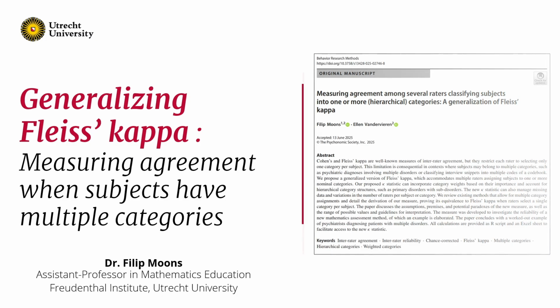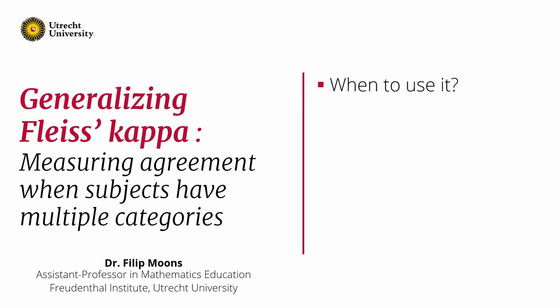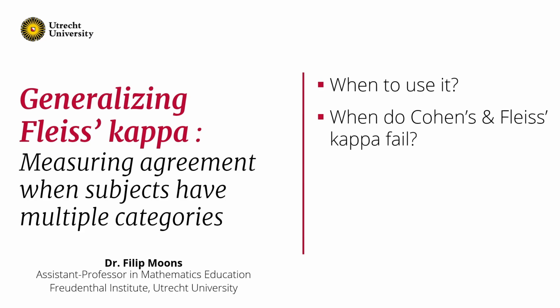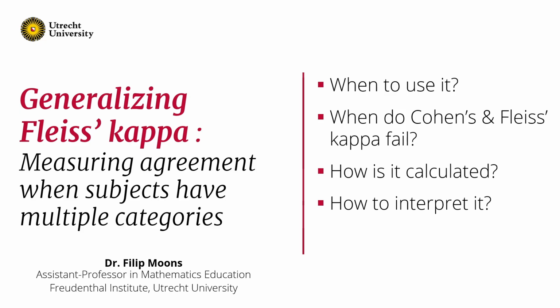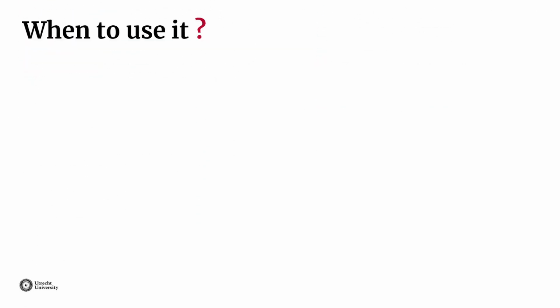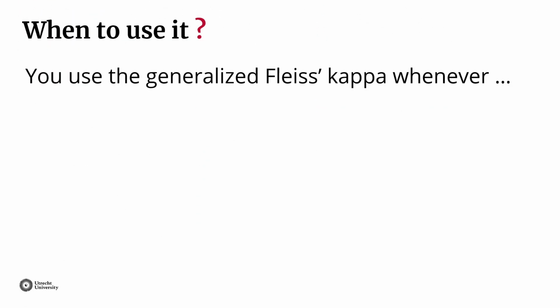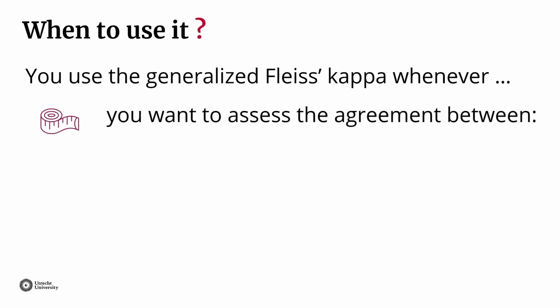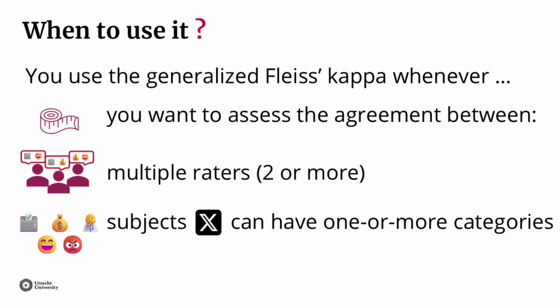More concretely, I will explain when to use the generalized Fleiss kappa. When do Cohen's and Fleiss kappa fail? How do you calculate generalized Fleiss kappa using Microsoft Excel? How do you interpret the outcome? And we'll have a look into further possible videos. So, when to use it? As I said, we use a generalized Fleiss kappa whenever we want to assess the inter-rater reliability, which in this case will be measured as an assessment of the agreement of different raters, classifying subjects into one or more categories.